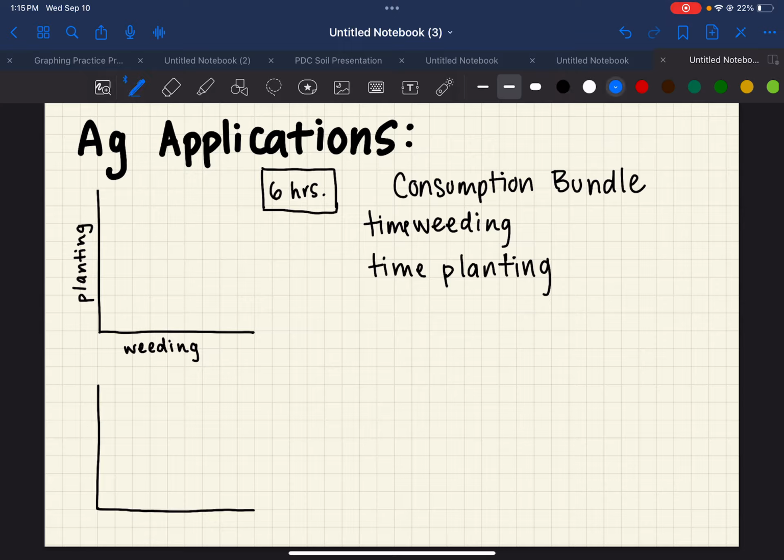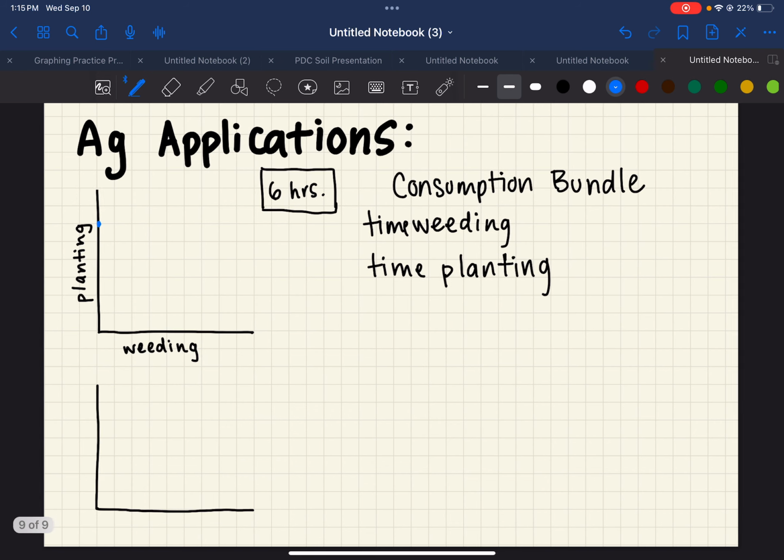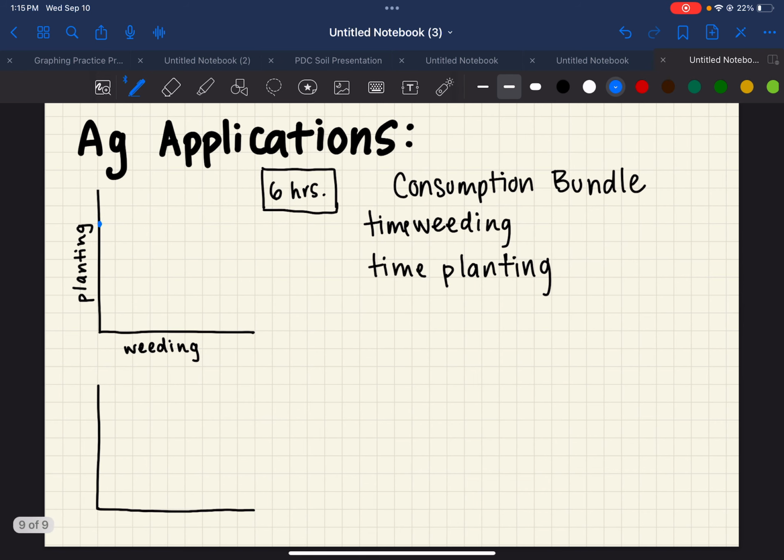So if we took our 6 hours and we spent them all planting, we didn't do any weeding, that gives us this point right here, right? 6 hours planting, 0 hours weeding. If we did the opposite, spent all of our time weeding, none of our time planting, we end up right here. So this becomes our budget line. This is how we're budgeting our time.